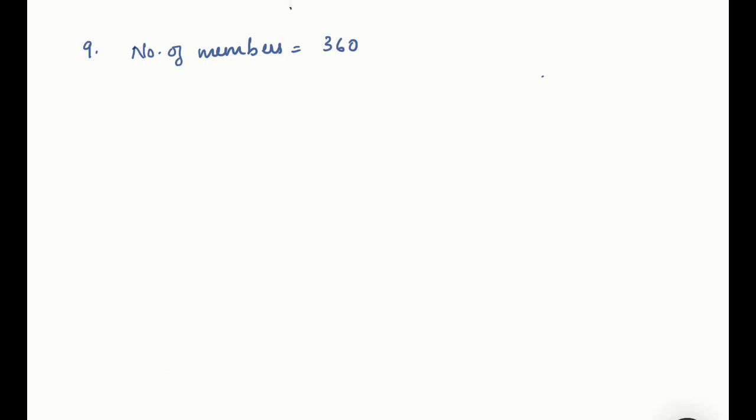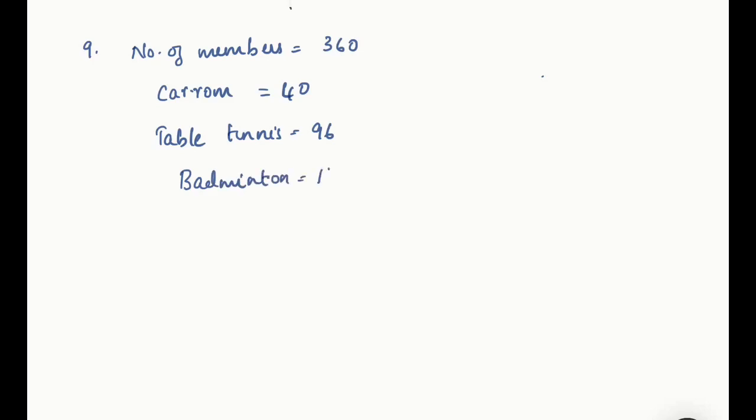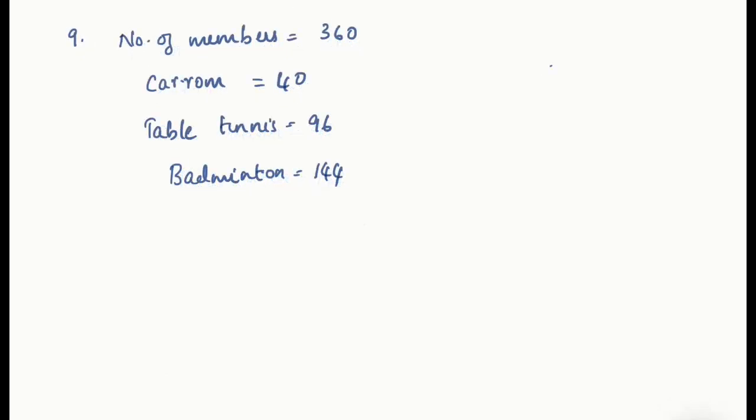Number of people who play carom, 40 play carom, 96 play table tennis, 144 play badminton. So let me write the names. Carom, it is 40. Table tennis, 96. Badminton, 144. And remaining members play volleyball. So they haven't given how many of them play volleyball here.